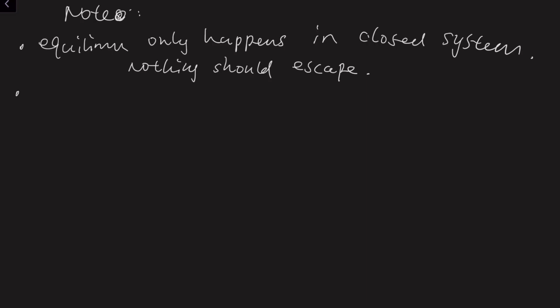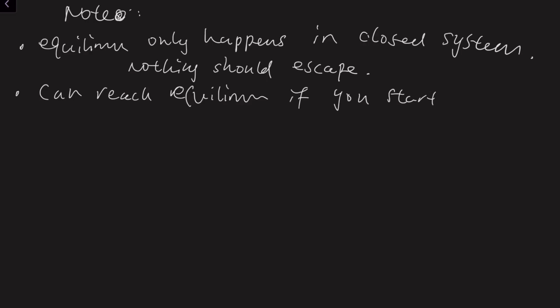You can still reach equilibrium if you start with the product. So if you start with a lot of ammonia gas, you can still get equilibrium. It's basically two sides of the same coin. No matter where you start, eventually you will reach equilibrium, if you are in a closed system, of course.